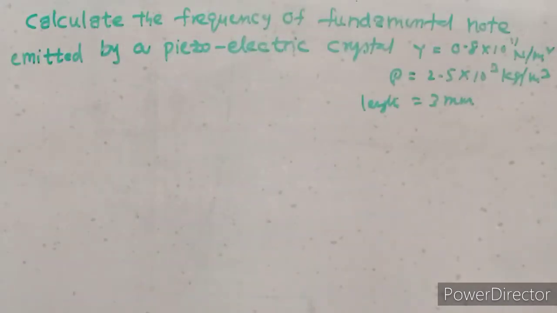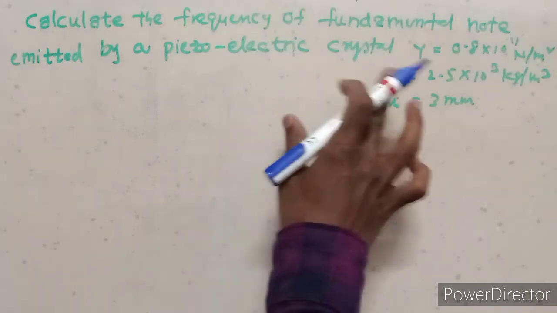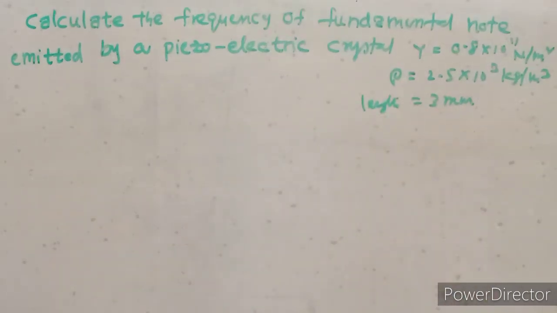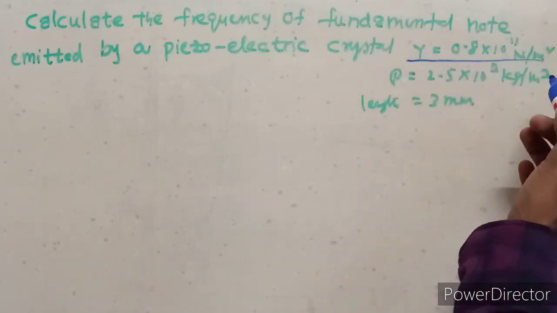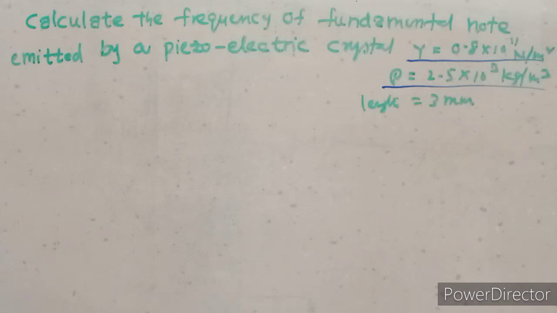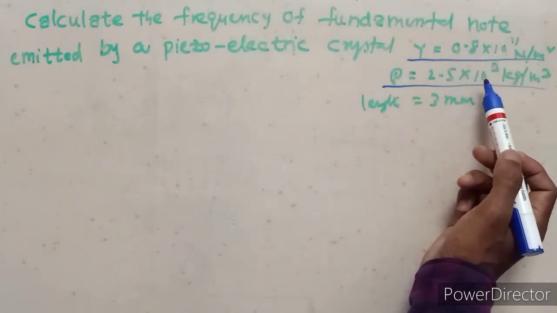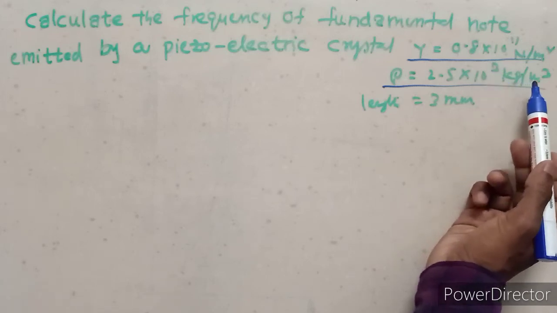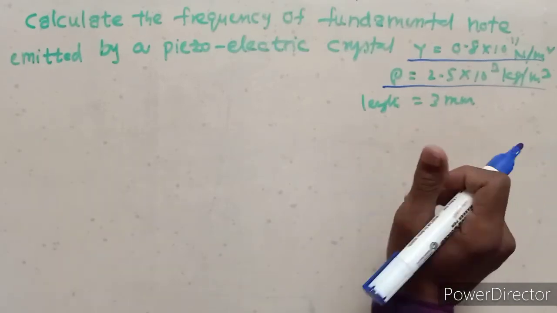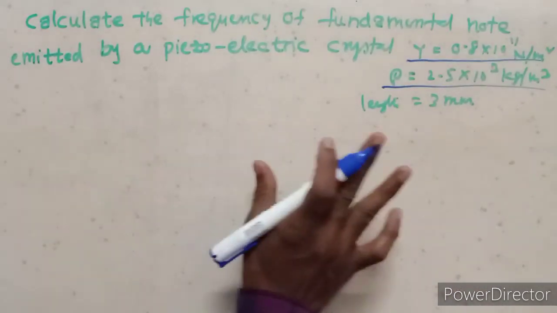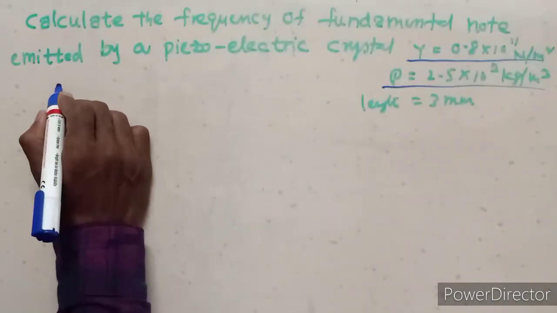Our next problem: calculate the frequency of the fundamental note emitted by a piezoelectric crystal. Here the piezoelectric crystal's Young's modulus is 0.8 into 10 to the power of 11 Newton per meter square, density rho is 2.5 into 10 to the power of 3 kg per meter cube, length 3 mm. So what is the formula of the frequency in the piezoelectric effect?